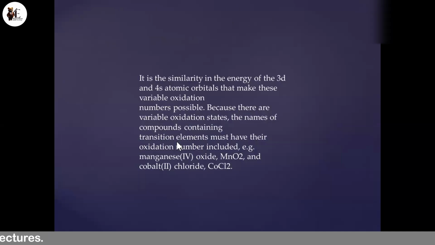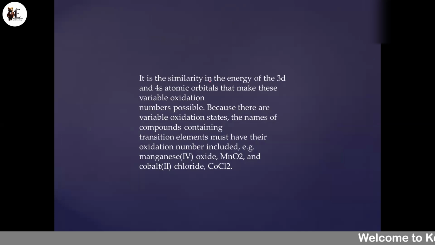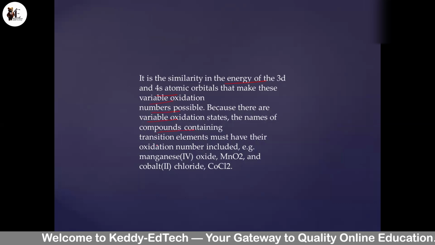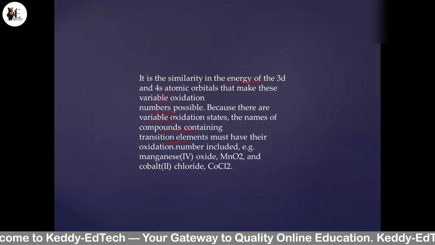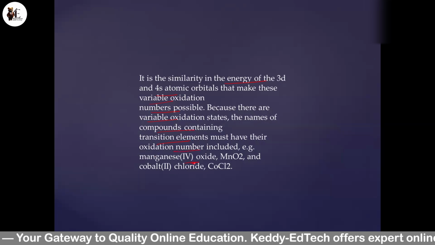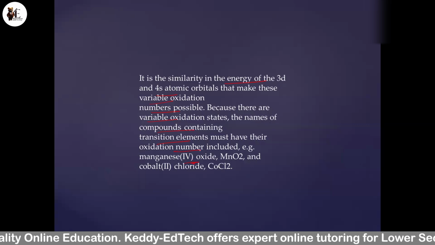So it is a similarity. Why do they show variable oxidation states? Because of the similarity in the energy of 3d and 4s atomic orbitals that makes these variable oxidation numbers possible. So the names of compounds containing these elements must have their oxidation number included in brackets like this, and it should be a Roman numeral. Write it down.